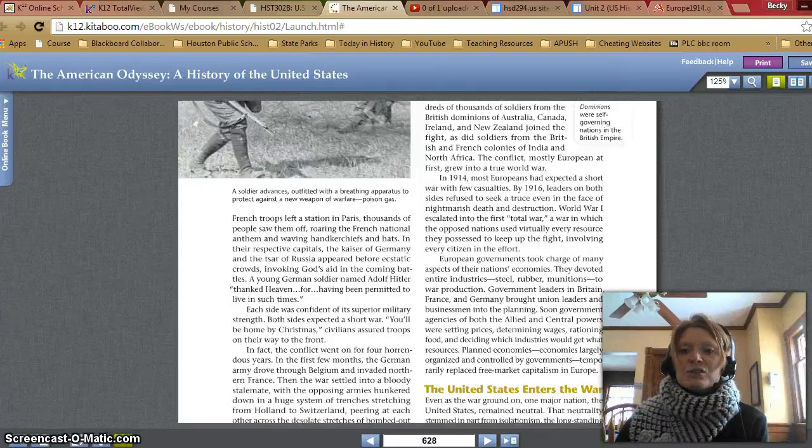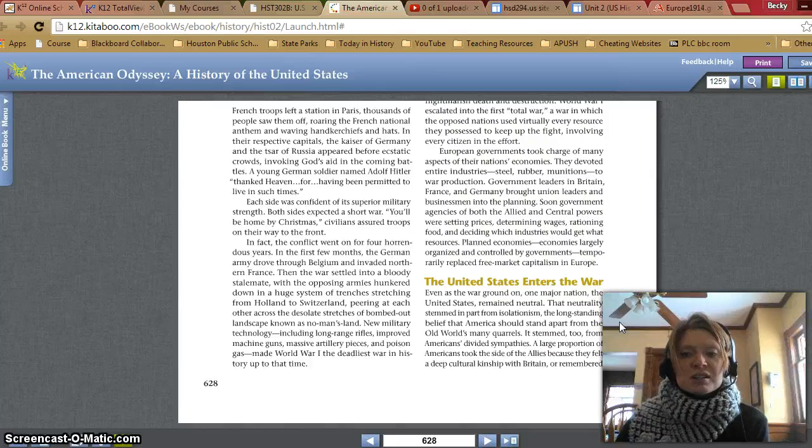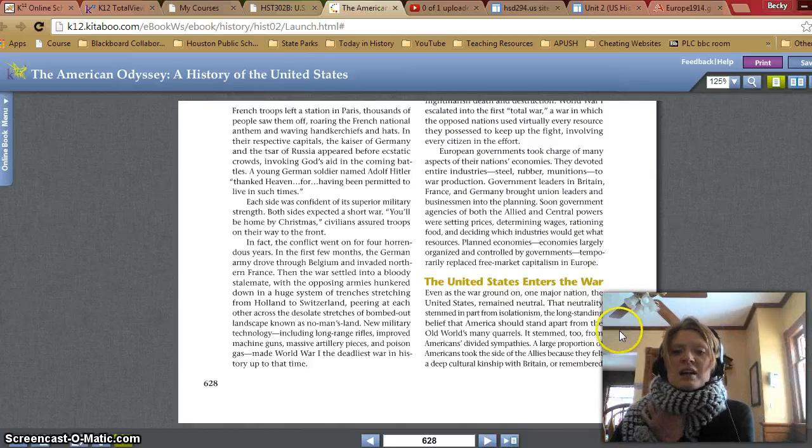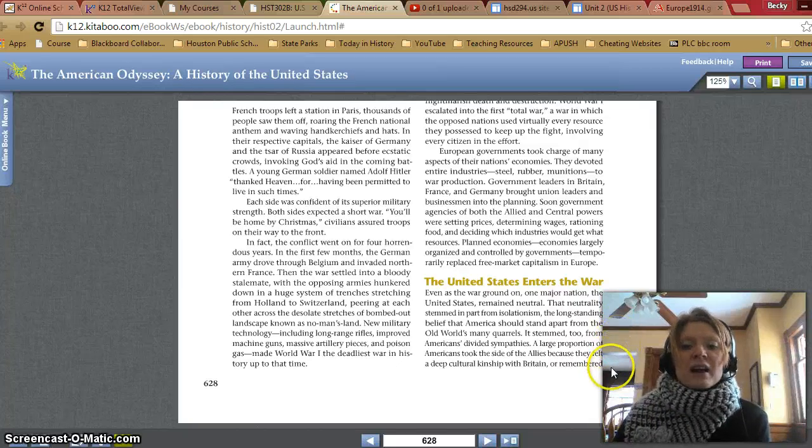The United States enters the war. Even as the war ground on, one major nation, the United States, remained neutral. That neutrality stemmed in part from isolationism, the long-standing belief that America should stand apart from the old world's many quarrels. It stemmed, too, from America's divided sympathies.